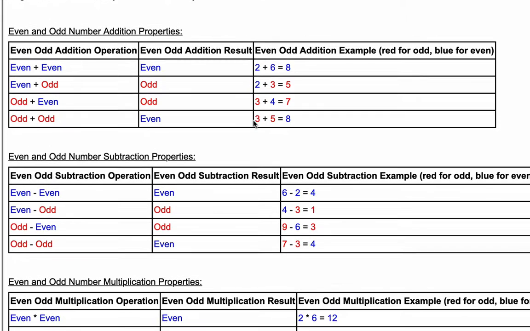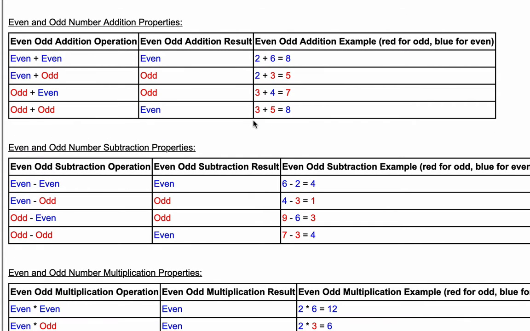Now that we know what even numbers are, let's look at some even number addition properties. I've written even numbers in blue and odd numbers in red because this is a shortcut for you to understand what the result will be when you add evens and odds together. If you add an even plus an even, you get an even. So 2 plus 6 equals 8. If you add an even to an odd, you get an odd. 2 plus 3 equals 5.